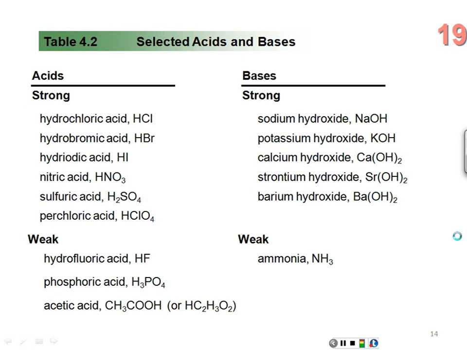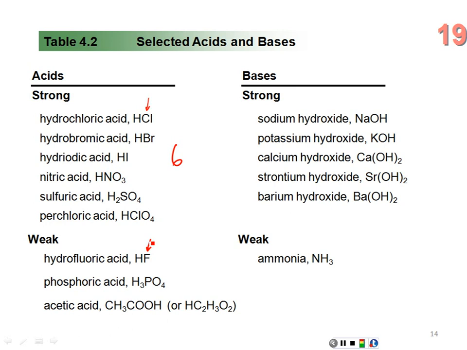Here's table 4.2 from your book. It's a little bit more complete. Again, there's only 6 strong acids. And you notice you have 3 halogens forming acids with hydrogen, the chlorine, bromine, and iodine. But you see that down here, HF, that's actually a weak acid. So it's something you need to remember, that HF is actually a weak acid. HCl, HBr, and HI are stronger acids.